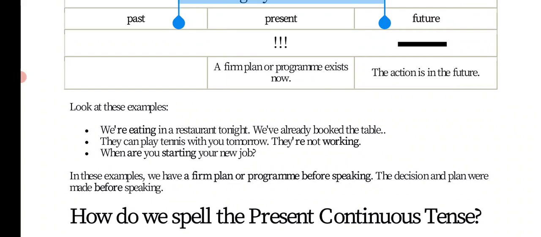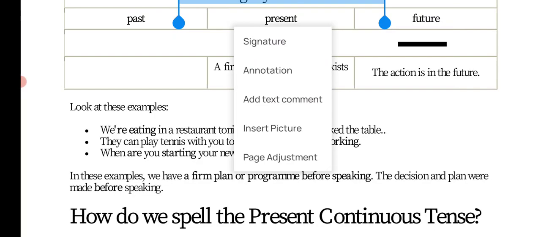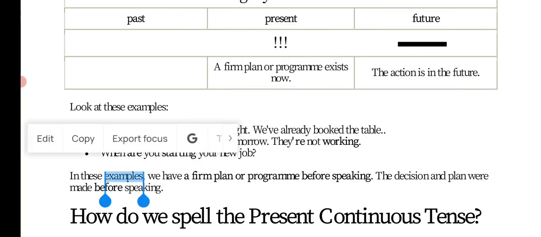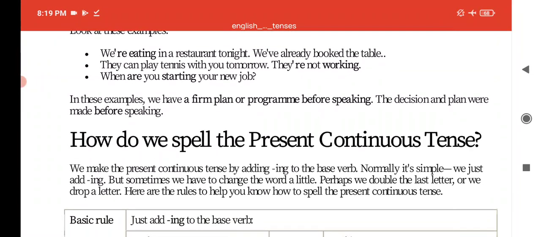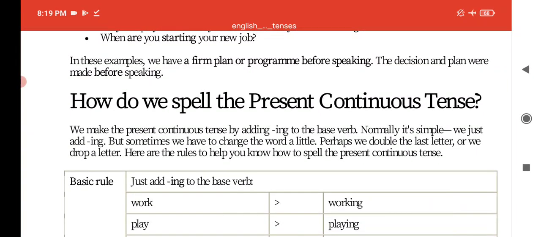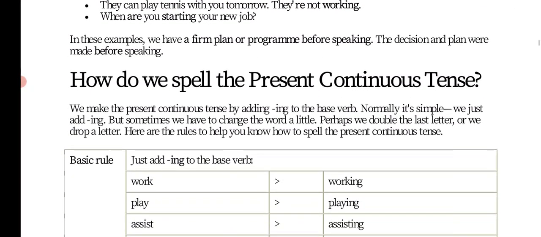Present continuous tense. We have already booked the table. They can play tennis with you tomorrow. They are not working. When are you starting your new job? So these are all the examples we have just looked at.